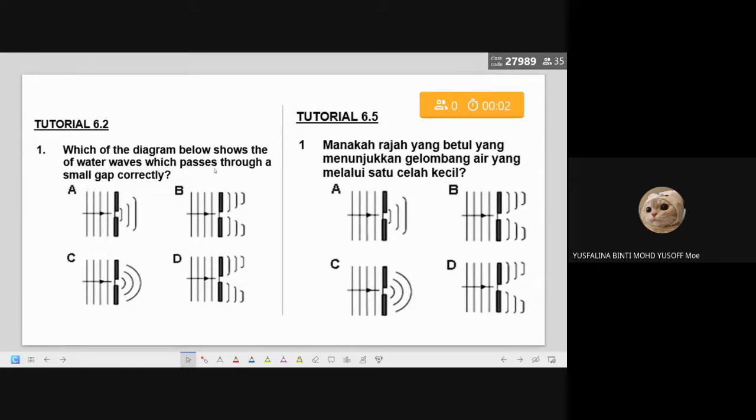Which of the diagrams below shows the water wave which passes through a small gap correctly?